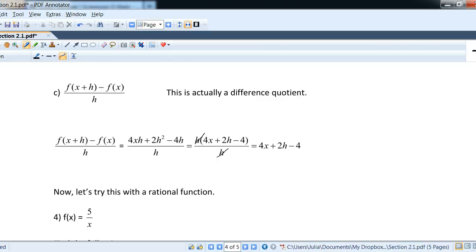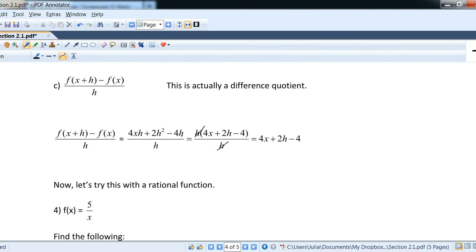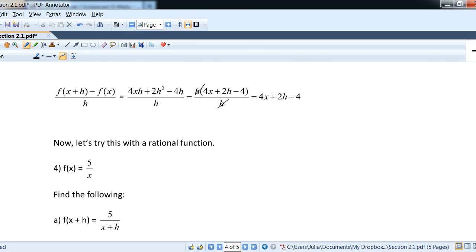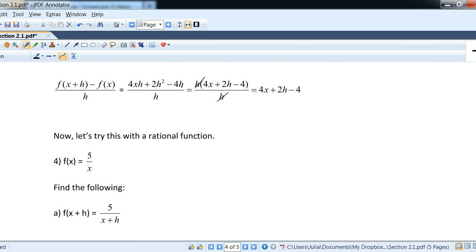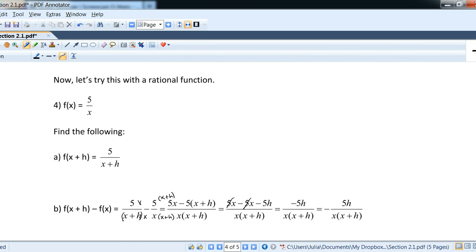And I wanted to try this with a rational function, which works very similarly, the same idea. 5 over x is the one I wanted to try. So same idea. Let's do f of x plus h. This is the easy one. Basically, it's going to be 5 over x plus h in the denominator. Then the next one is a little bit more work. So you want to do f of x plus h minus the original. So I have it as 5 over x plus h minus 5 over x.